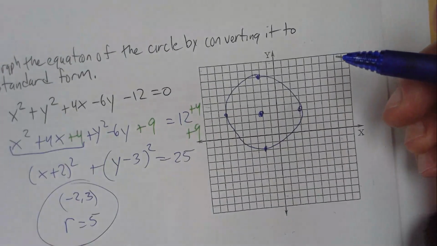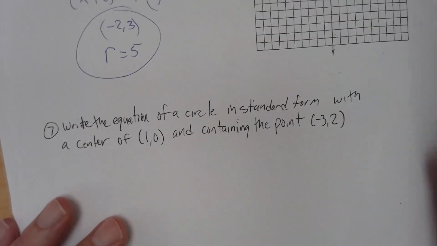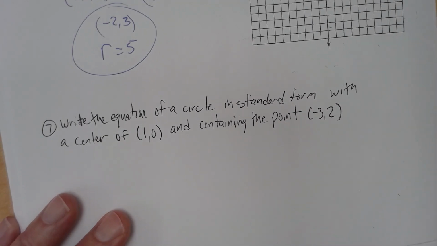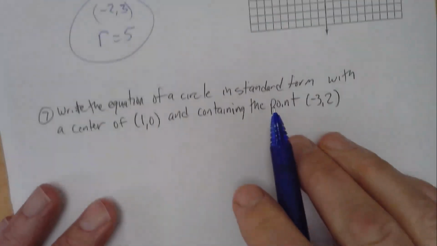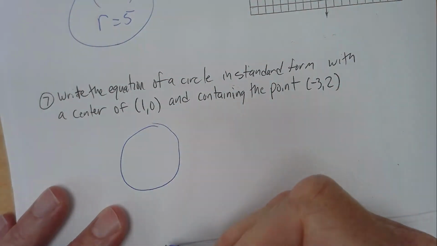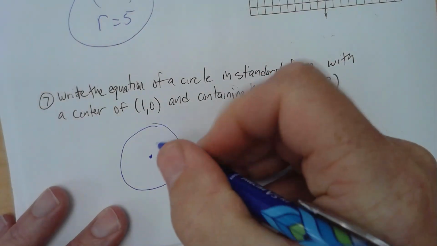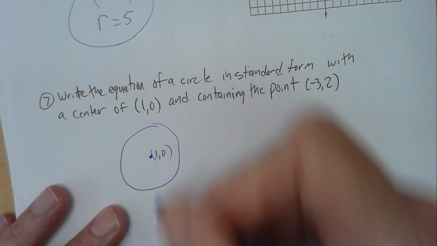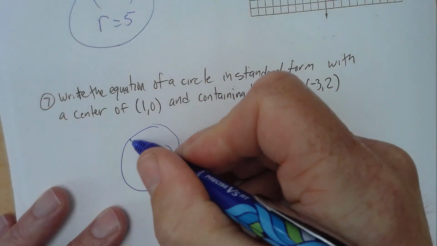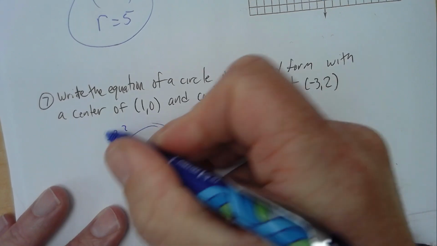And mine looks okay, not great. Write the equation of the circle in standard form with the center of (1, 0) and containing the point (-3, 2). So the biggest thing with this is you have to be willing to draw yourself a little picture, right? The center is here at (1, 0), and if I go negative 3, up 2, that would be over here, (-3, 2).